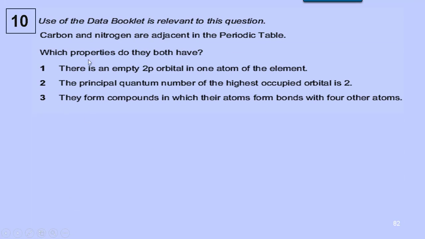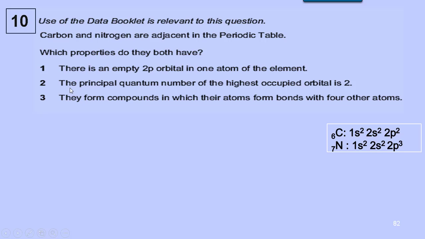Carbon and nitrogen are adjacent in the periodic table. Which properties do they both have? Number 1, there is an empty 2p orbital in one atom of the element. Let's make the electronic configuration to make sure of that. We have here carbon. Its electronic configuration ends with 2p2. It has one empty p orbital. But in case of nitrogen, all p orbitals contain one electron and the p sublevel is half-filled with electrons. So the first statement is not correct about both of them.